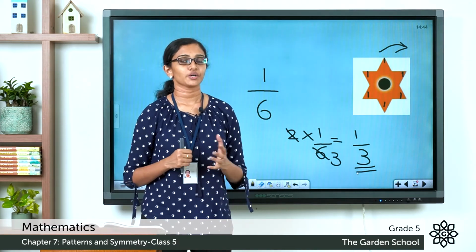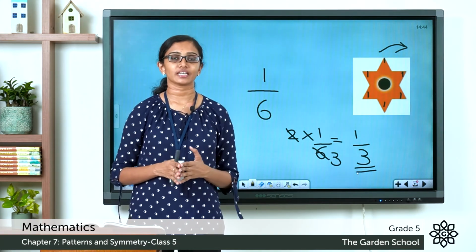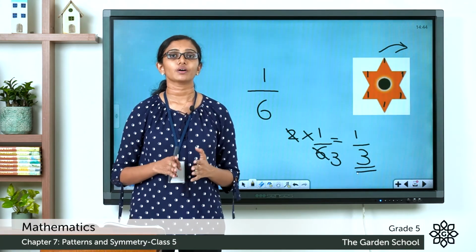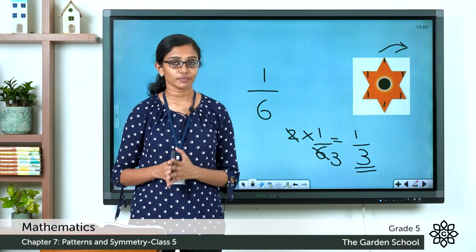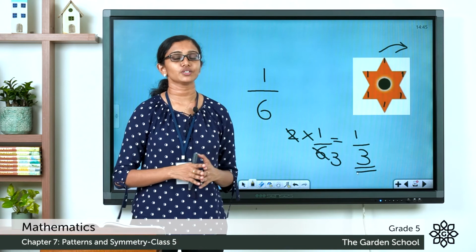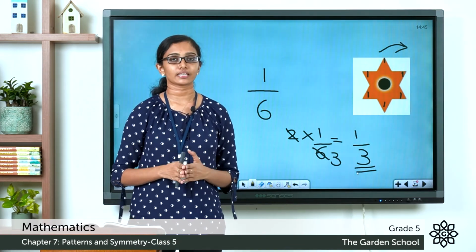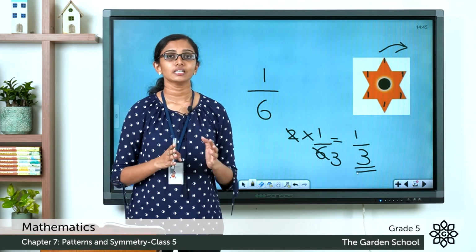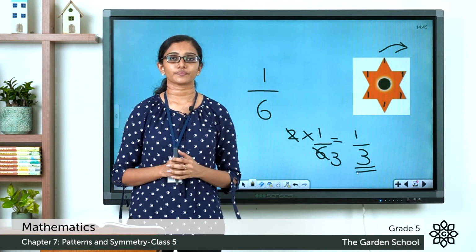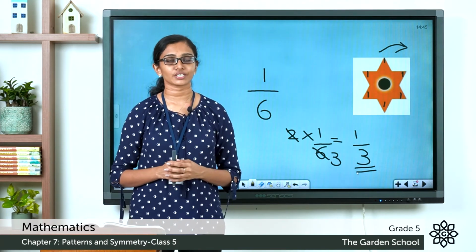So children, I hope this is clear to you. Today we have learned about turning shapes and designs, and also about rotational symmetry. And what is rotational symmetry? Rotational symmetry means that an object or an image can be rotated about a fixed point or its own axis, and the rotated image looks exactly the same as the original image. That's called rotational symmetry. Hope this is clear to you.